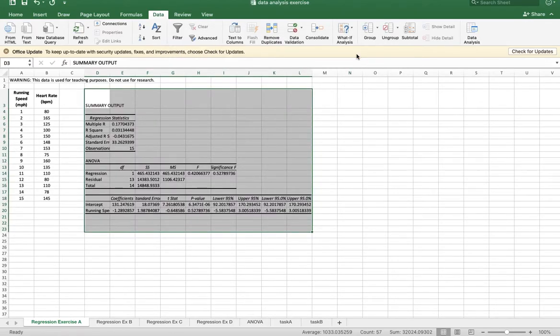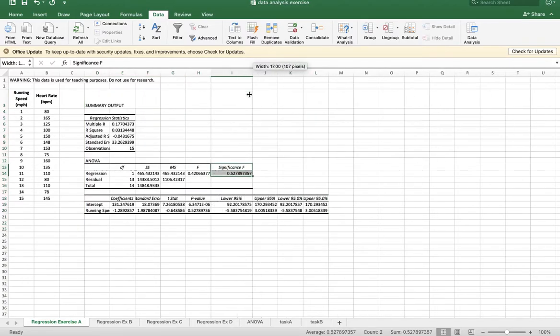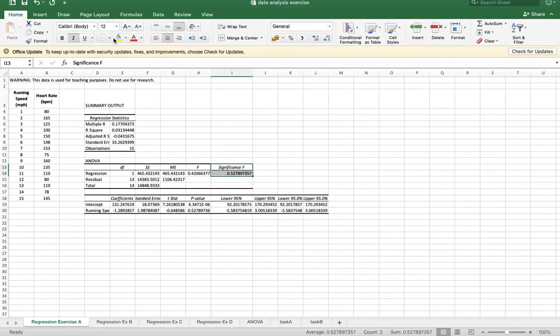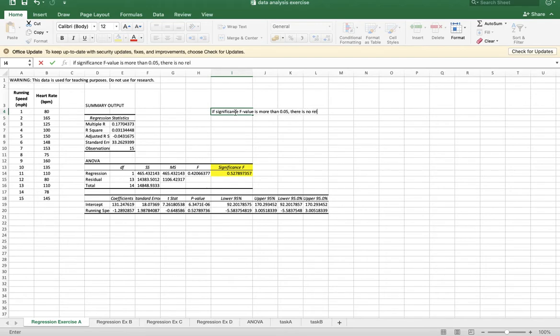For regression analysis, the most important value that you need to look for is the significance F value, which is this one. Please remember that if the significance F value is more than 0.05, it means that there is no relationship between running speed and heart rate.